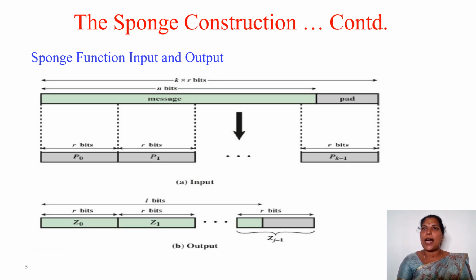So here we are dividing into k blocks. You see P0, P1 up to Pk minus 1. Each block is of size r bits. This is the input, and the output is also r bits only. Here, totally we have l bits, and the remaining is for whatever we padded in the last block. So this is the output. This is the input as well as the output representation of the sponge function.